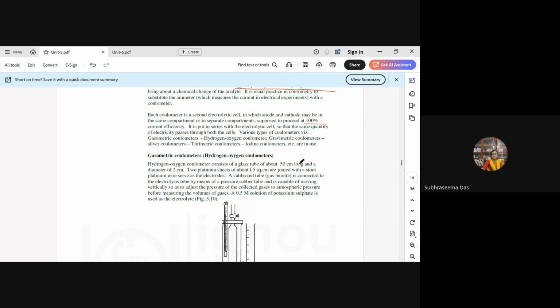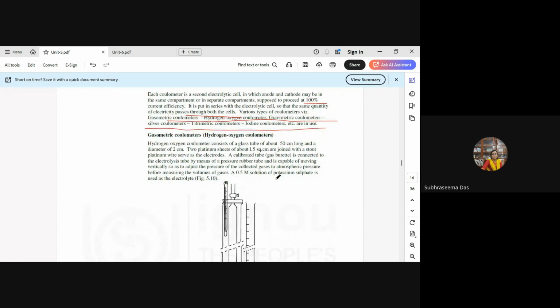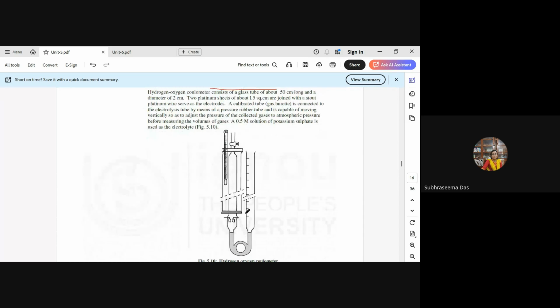It is put in series with the electrolytic cell so that the same quantity of electricity passes through both the cells. Various types of coulometers are present, like gasometric coulometers, hydrogen oxygen coulometer, gravimetric coulometers, silver coulometers, titrimetric coulometers, and iodine coulometers. We'll discuss a few of them. First is the gasometric coulometers, or we call them the hydrogen oxygen coulometers.